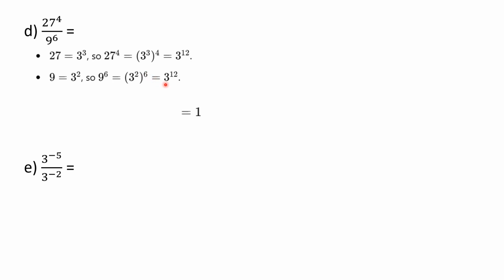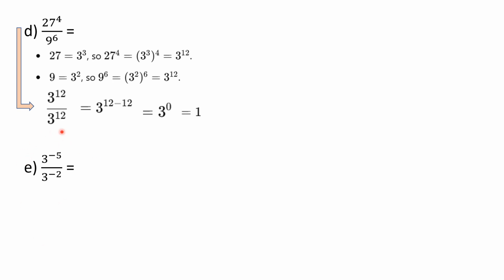So it will be 3 power 12. So 27 power 4 over 9 power 6, it's equal to 3 power 12 over 3 power 12, which they have same base, but in this case I have division, so keep the base and subtract the exponents. So it will be 3 power 0, which is equal to 1.